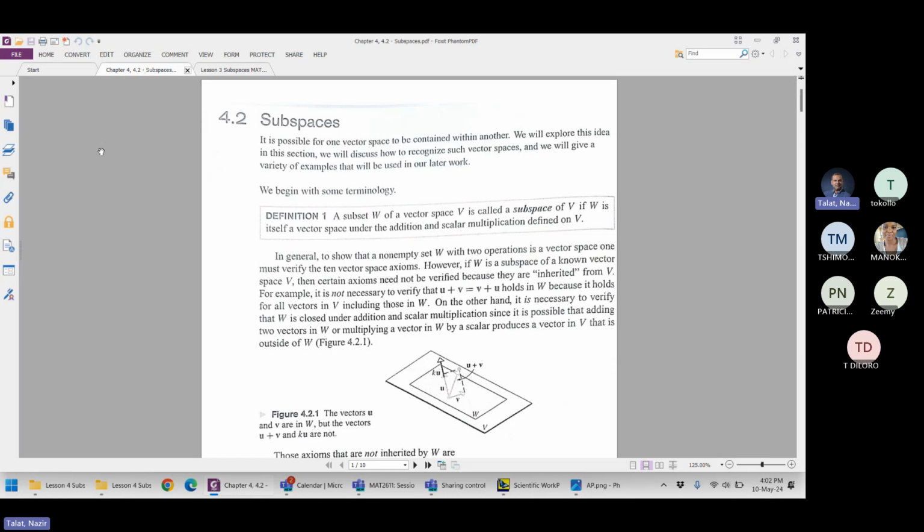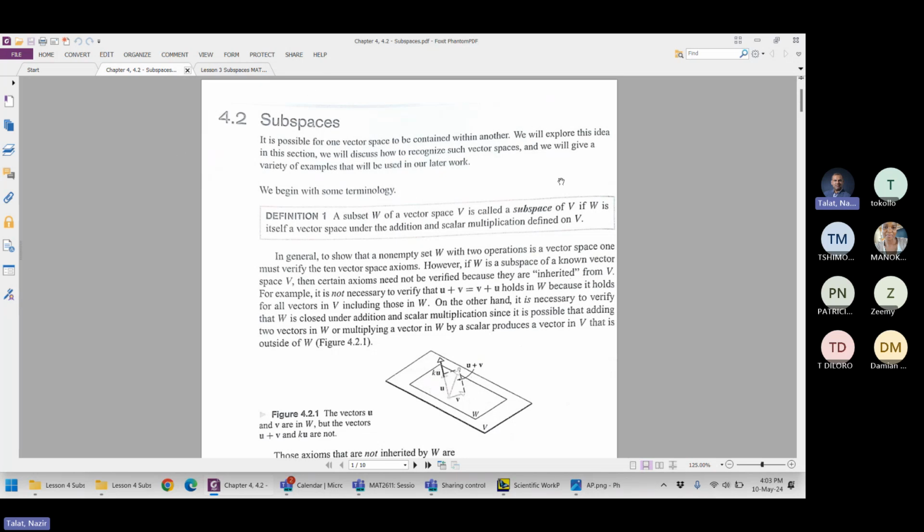And vector spaces always deal with two operations. One is vector addition and the other is scalar multiplication. Now the question arises: if you have a vector space and a subset of it, under what condition will the subset again become a vector space? So this is the definition of a subspace. Basically, a subspace is itself a vector space.